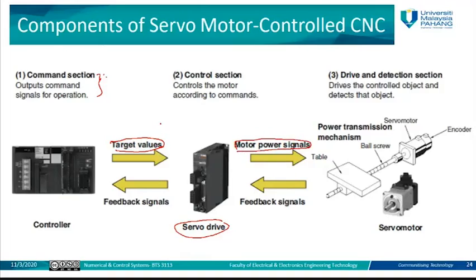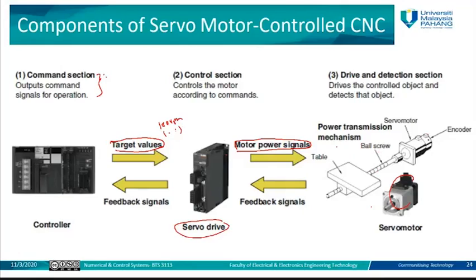For example, I want the speed to be 100 RPM, and I need to define the position, the coordinates for the position. I give it to the servo drive. The servo drive will send it to the servo motor. The servo motor will run at this specific speed and move the ball screw to the specific coordinates defined by the input here.